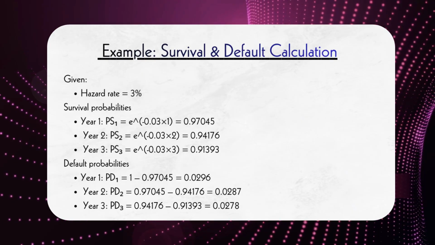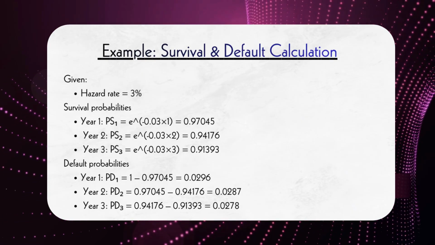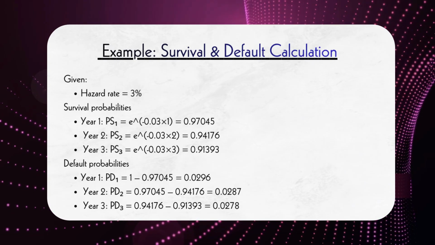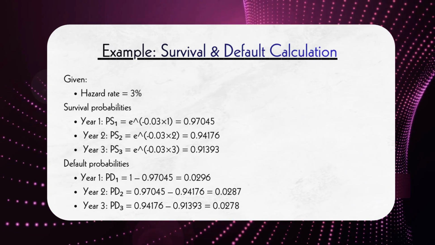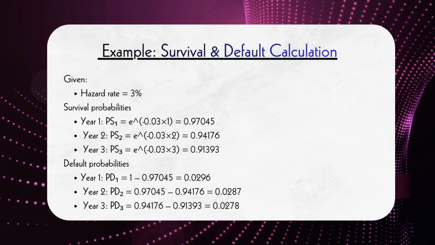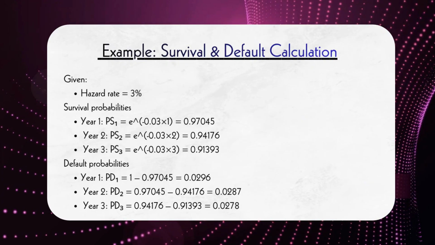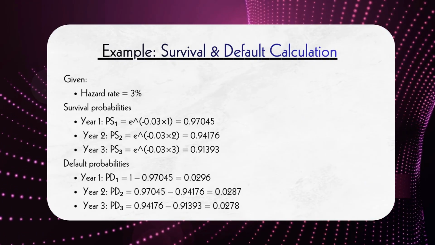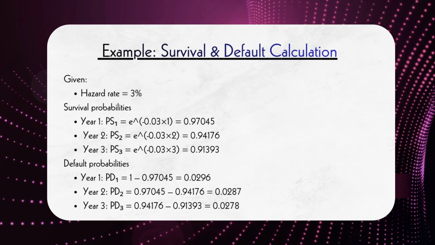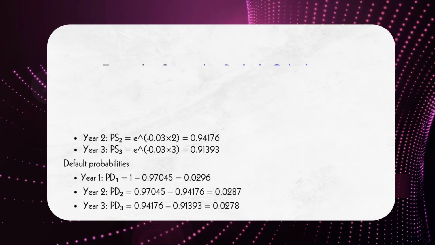0.97045. After 2 years, it becomes 0.94176, and after 3 years, 0.91393. From this, we can calculate default probabilities for each year by taking differences. These probabilities are crucial because they help us estimate expected payments and expected losses.